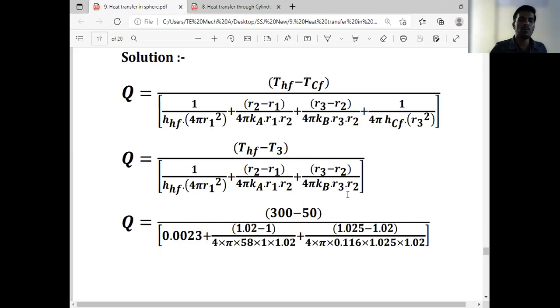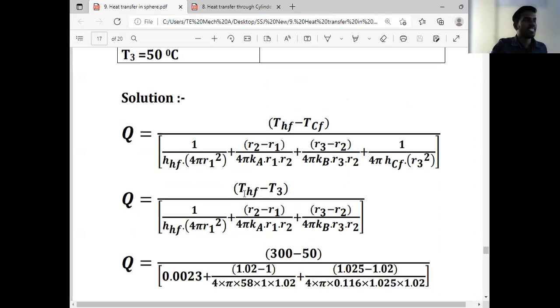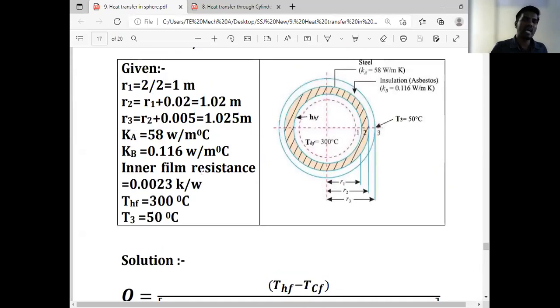Okay, so R1, R2, R3, Ka, Kb, THF, T3, all values are known to us. Okay, पण इथं काय केलंय बघा, HHF आपल्याला दिलेलाच नाही. HHF दिलाय का आपल्याला, नाही दिलेला. पण त्यांनी काय दिलंय बघा इथं, इनर फिल्म रेजिस्टन्स, म्हणजे आतमध्ये जे काही फ्लुइड आहे, ती जी काही फिल्म आहे त्याचा रेजिस्टन्स डायरेक्ट दिलेला आहे त्यांनी.